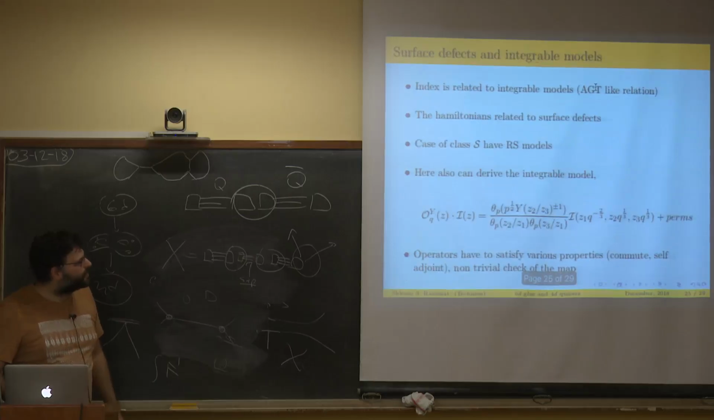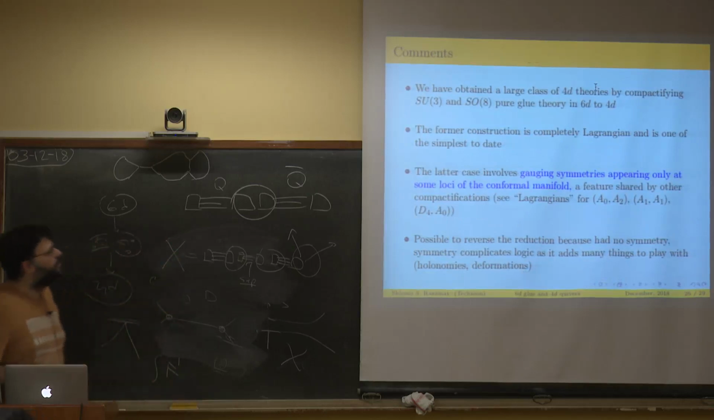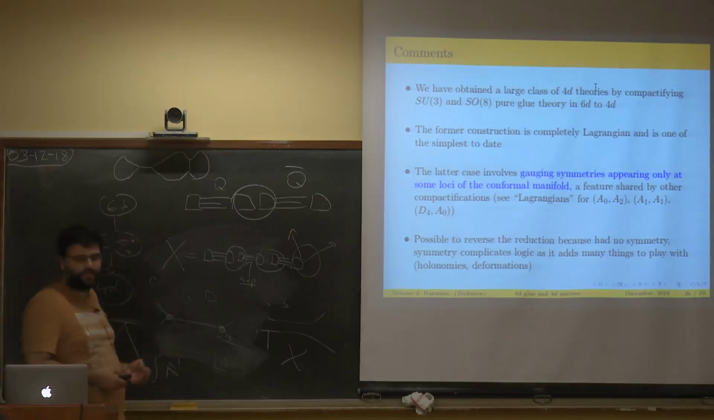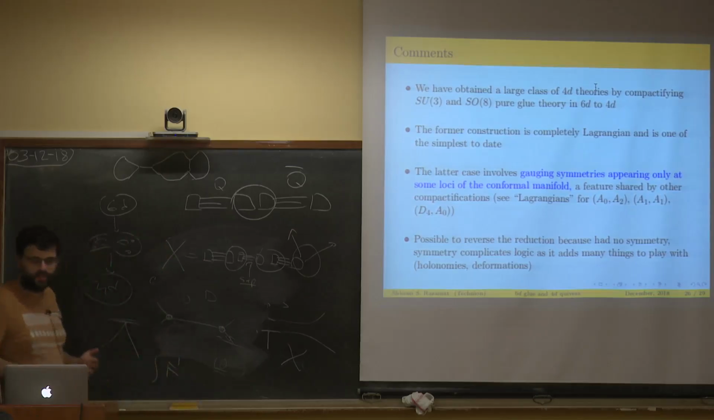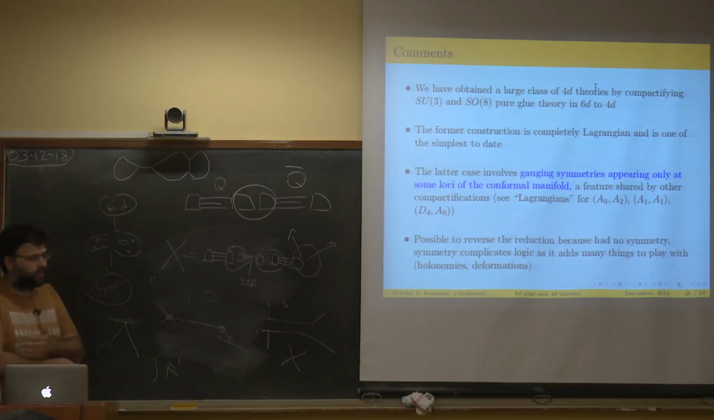Okay. So, let me skip this slide. This is something about the index, and let me summarize. So what have we done here? We have obtained a large class of 4D theories by compactifying these pure glue theories in 6 dimensions down to 4 dimensions. In the first case, the SU3 that we discussed in detail, it's a completely Lagrangian description. It's very, very simple, like the SU2 construction of Gaiotto. The second example is less simple, but it's actually very typical.